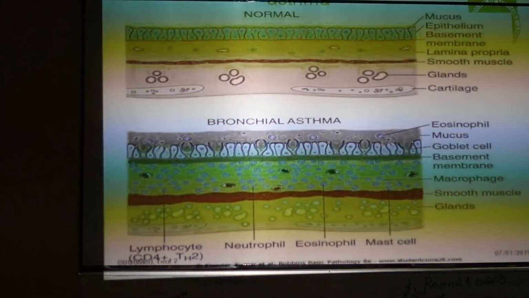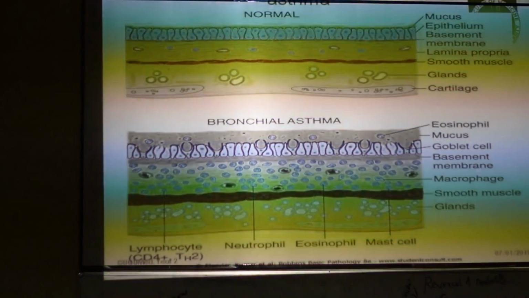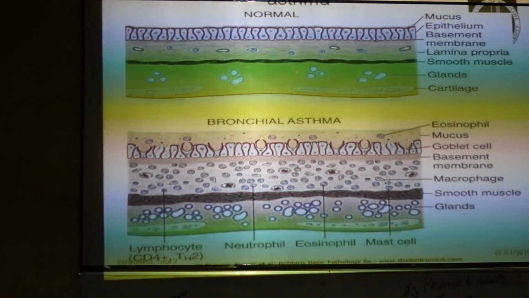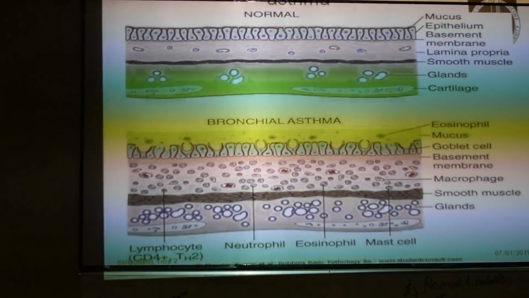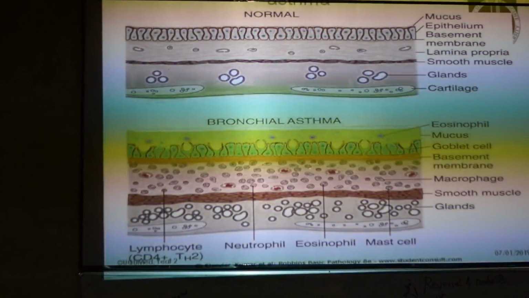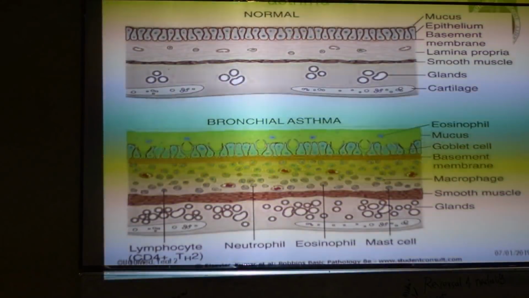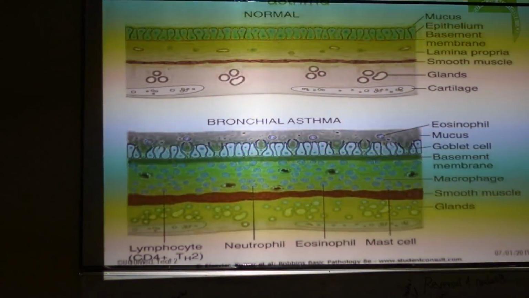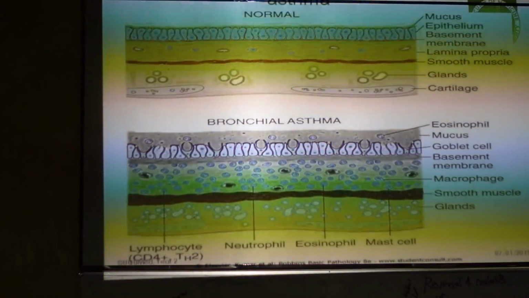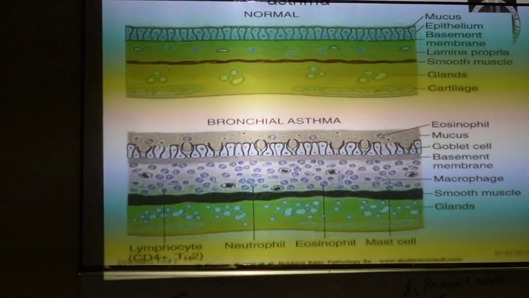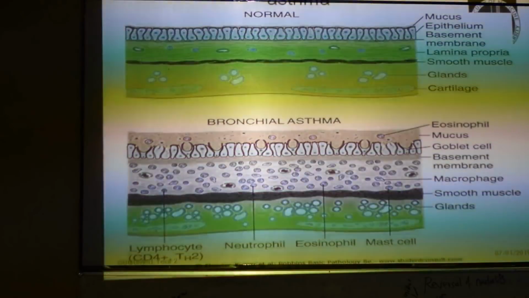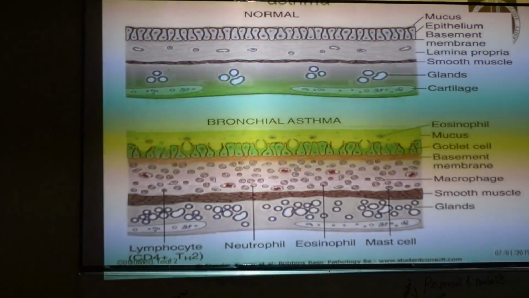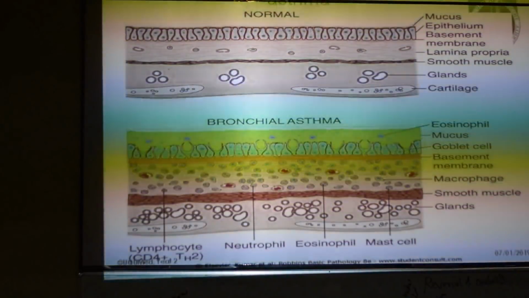Now, if you look at the difference between the normal and bronchial asthma wall, here you can see the epithelium and the lamina propria. How many cells do you see? Inflammatory cells, very few. But here, if you look at this, the whole thickness is full of neutrophils, eosinophils, mast cells and lymphocytes, T cells. So they have completely filled the lamina propria, and they are increasing the inflammatory response. And of course the goblet cells are more and more triggered to produce mucus.